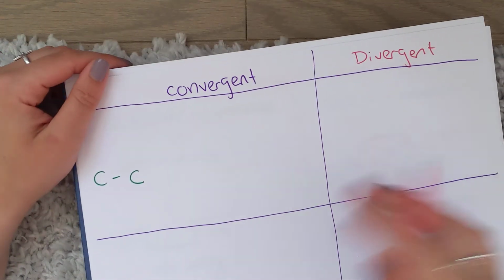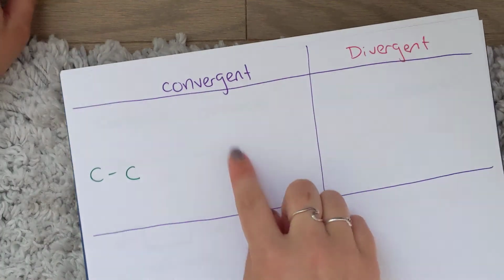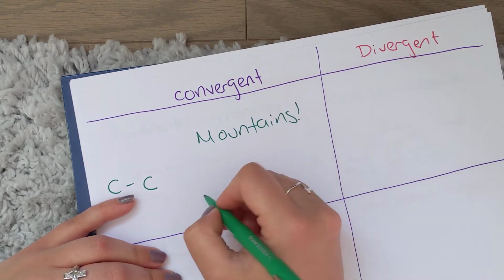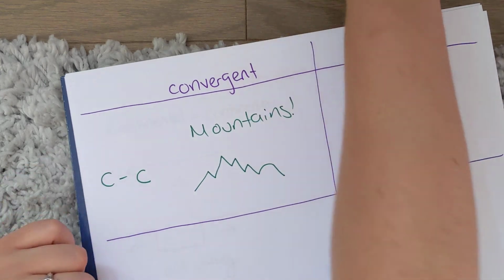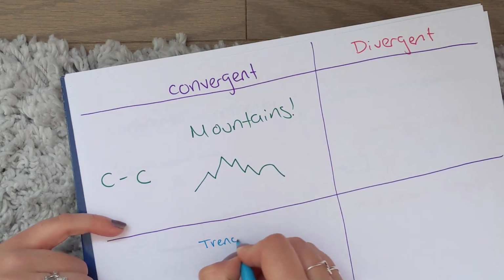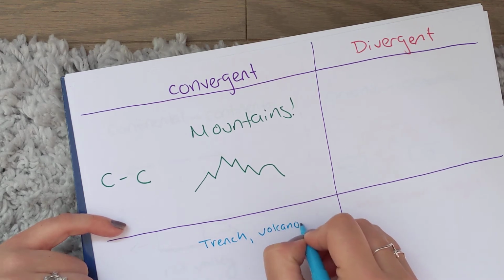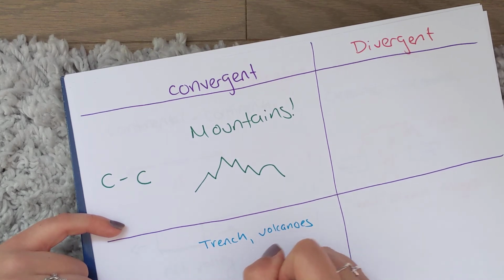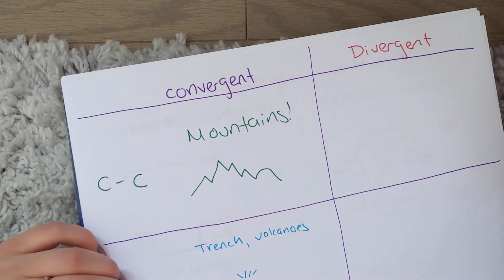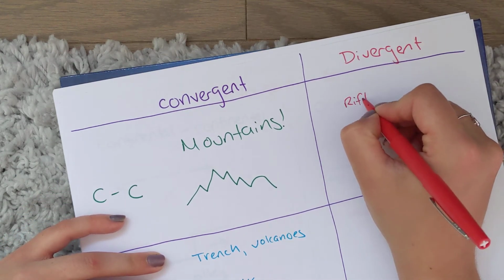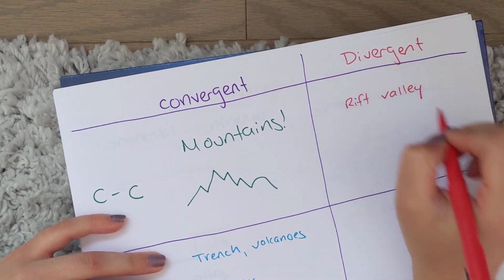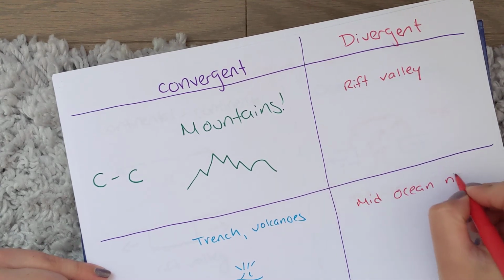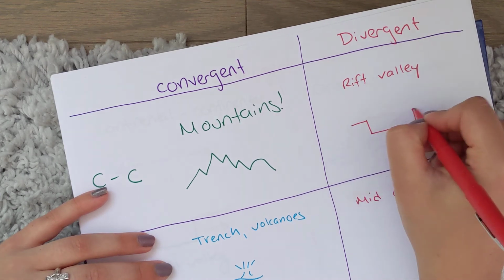So our key takeaways are that at a convergent plate boundary, continental, we get mountains. At oceanic convergent, we get a trench and we get volcanoes. At a divergent plate boundary, we get a rift valley if there's no water there to start. And if there's water there to start, we get a mid-ocean ridge. Let me draw that picture for you.